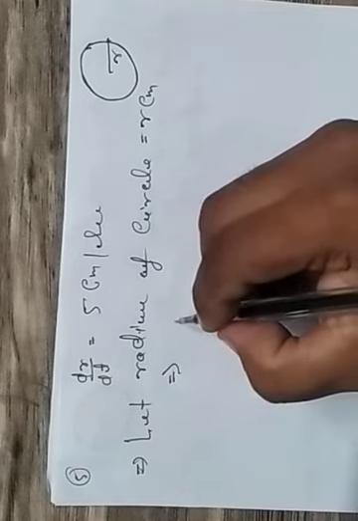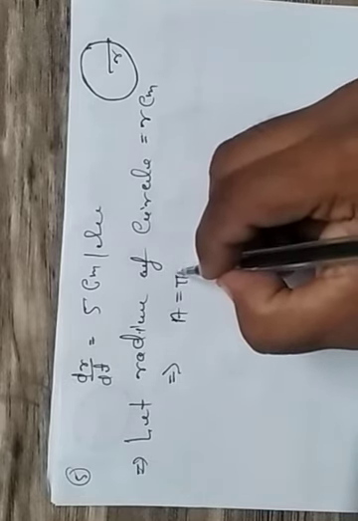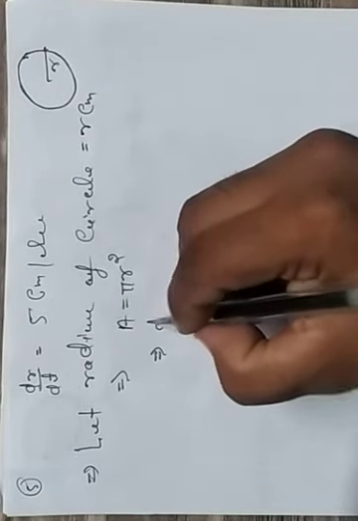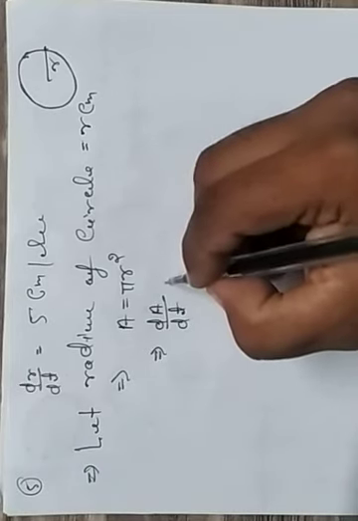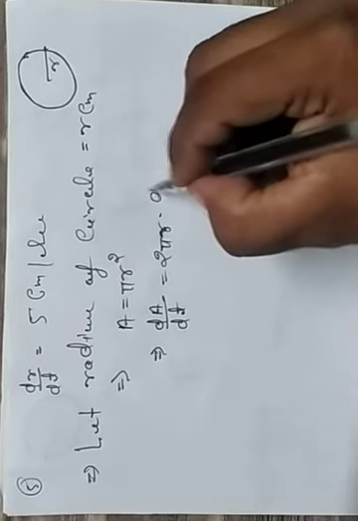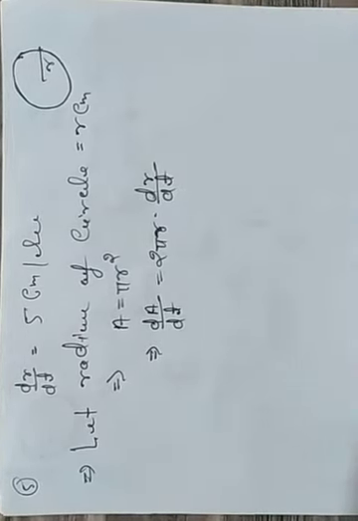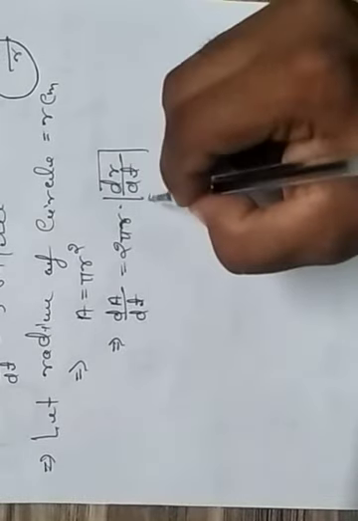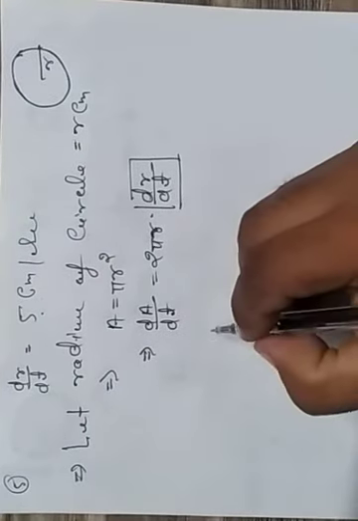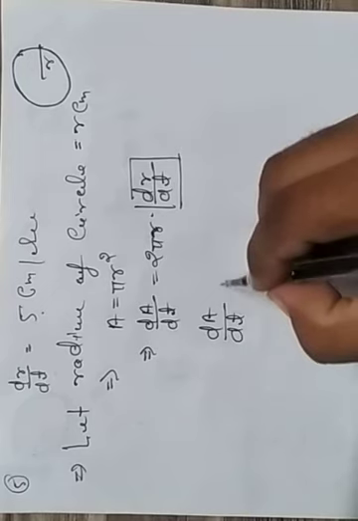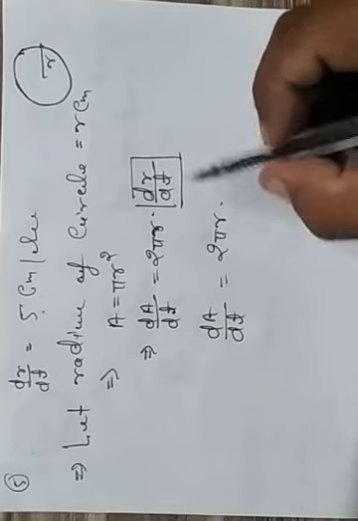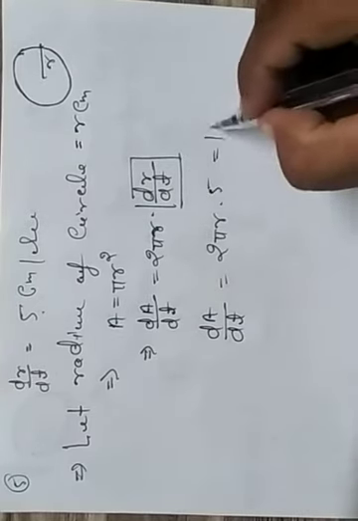Right. Area of circle A is equal to pi r square. Now differentiating both sides with respect to time, dA upon dt is equal to 2 pi r into dr upon dt. We know the value of dr upon dt, which is 5 centimeter per second. Then dA upon dt is equal to 2 pi r into 5, which is equal to 10 pi r.